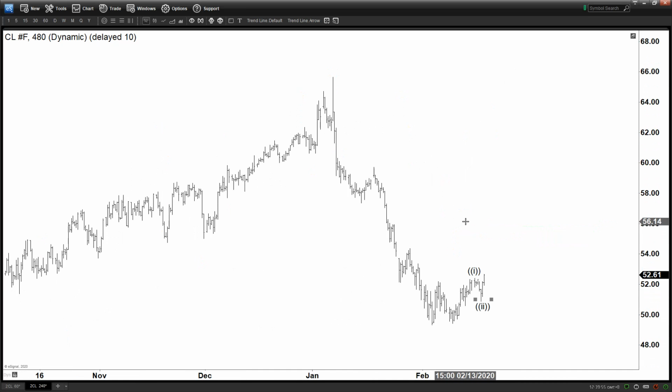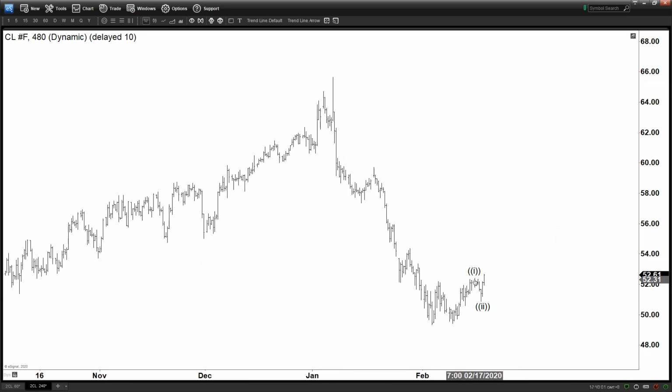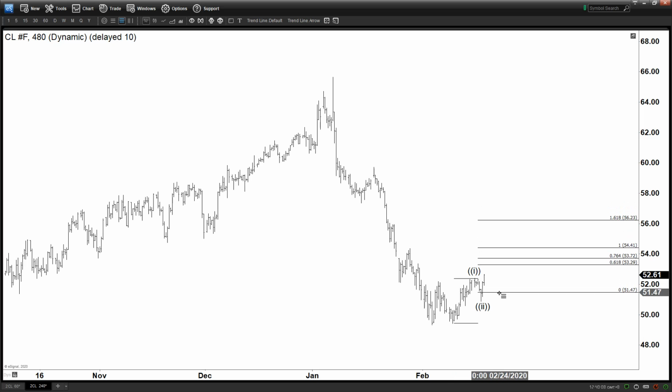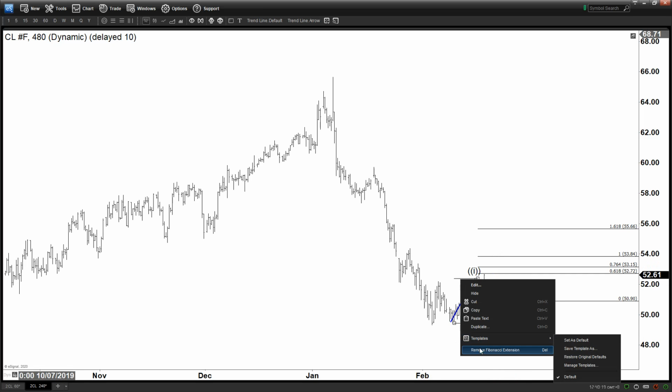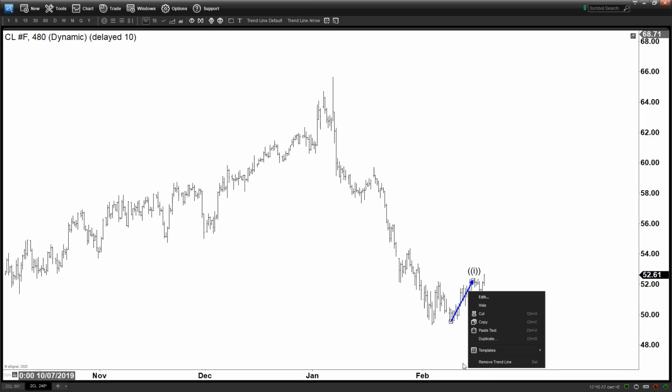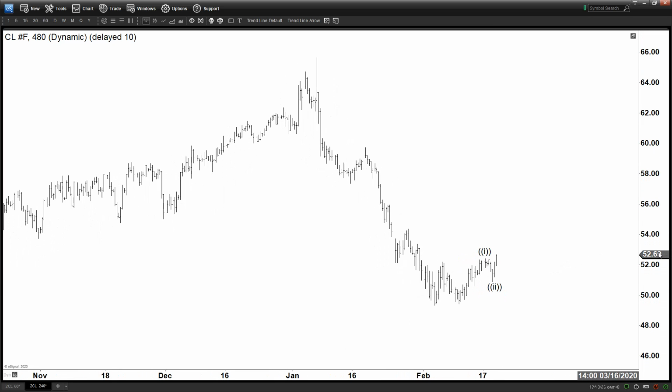So here, this is the 4-hour. I'm putting the 1 right here. So we broke above the 1. I think the next potential target, the most conservative target, is going to be something like this, where 1 equals 1 in length, which is around 53.8. So let's take a look here and think about what we can conclude from this move.